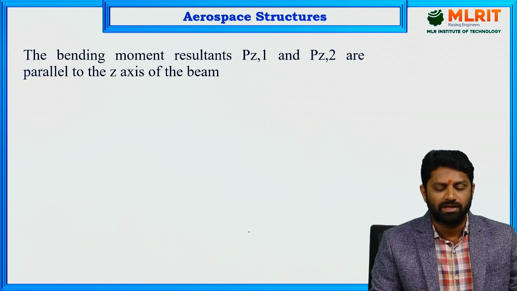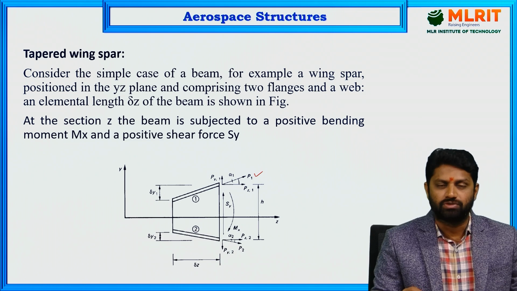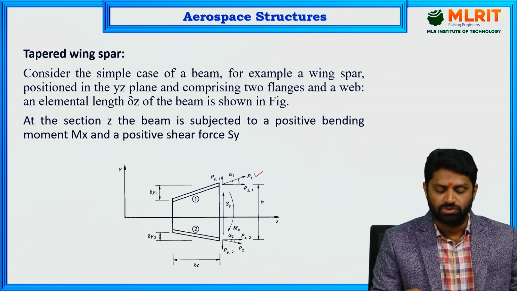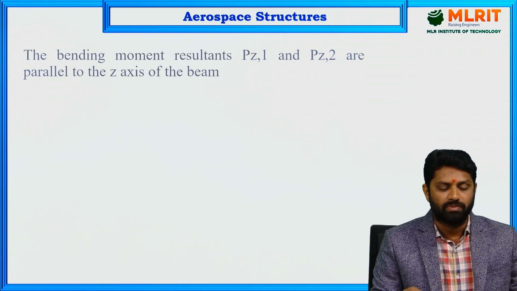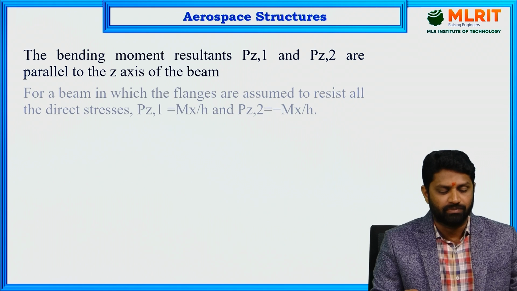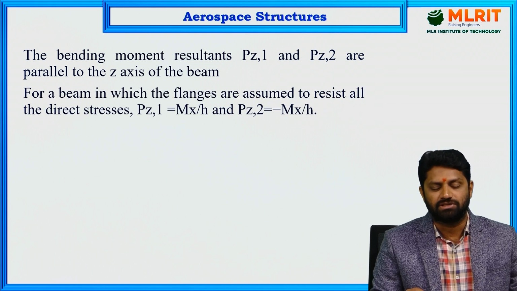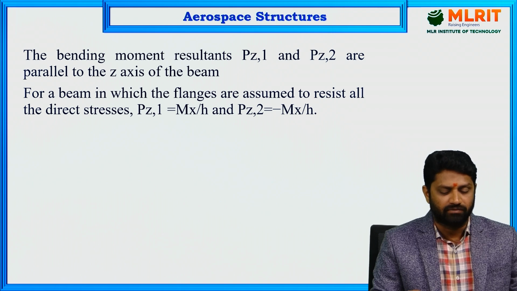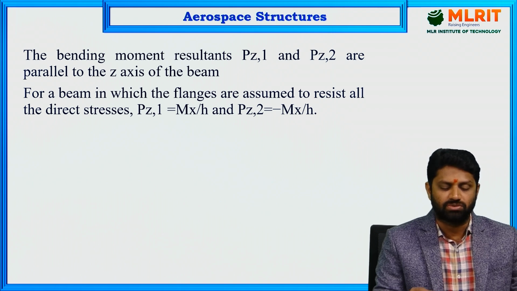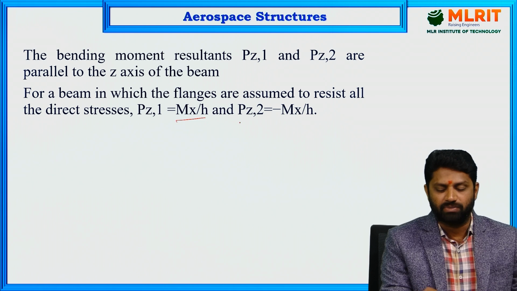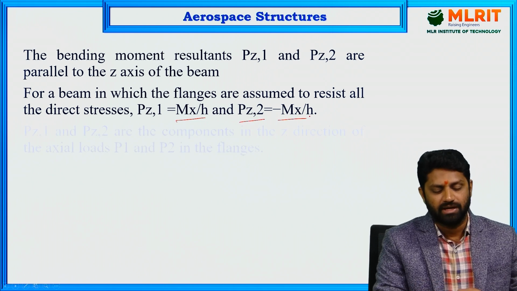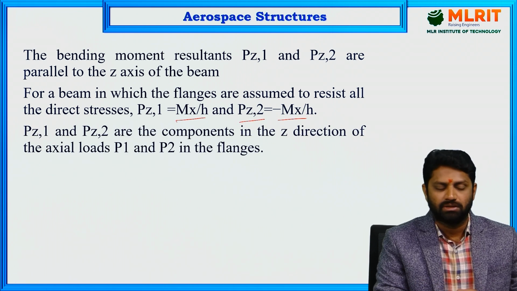Now the bending moment resultants Pz1 and Pz2. Here we resolved the forces P1 and P2 into two components. Pz1 and Pz2 are responsible for the bending; the bending moment resultants Pz1 and Pz2 are parallel to the z-axis of the beam. For a beam in which the flanges are assumed to resist all the direct stresses, we can write Pz1 equals Mx by h, and Pz2 equals minus Mx by h, where Mx is the moment.